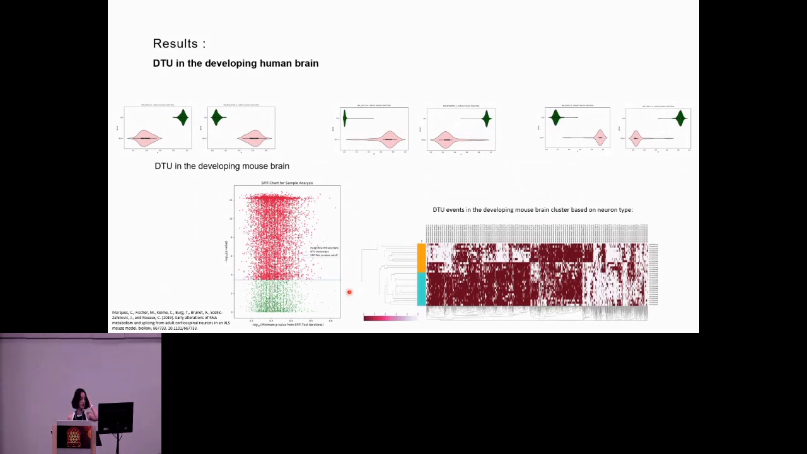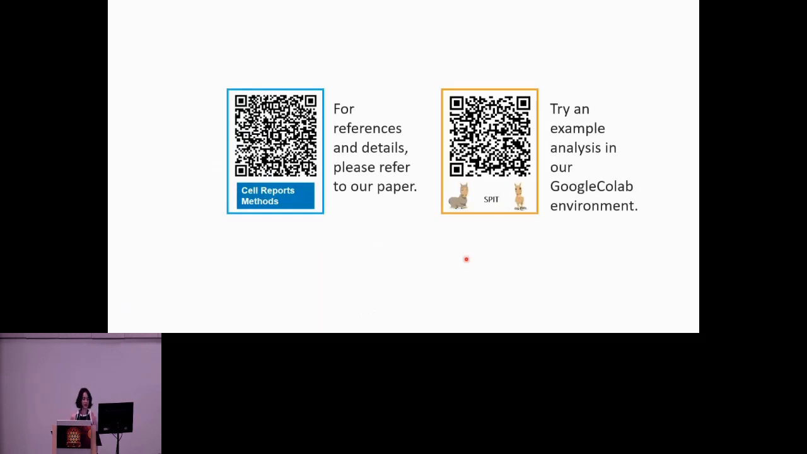And further, because this data set that we adopted from Marcus et al. provided us with 2 different neuron types, not only were we able to find the DTU events between the prenatal and the adult samples, but we were also able to cluster them based on the specific neuron type that each sample belongs to. And that is something that you would not be able to do with the traditional way of DTU analysis. So check out our paper and our Google Colab environment.